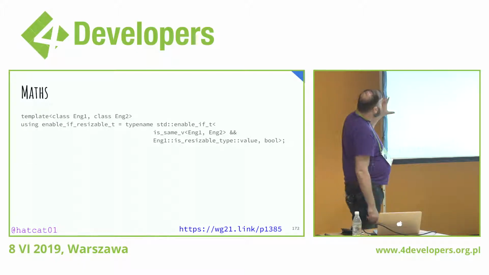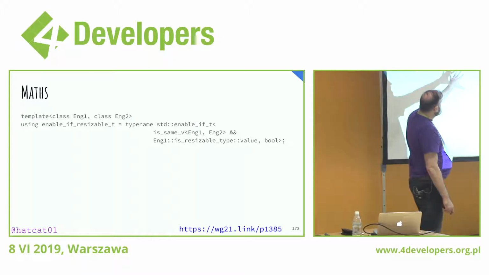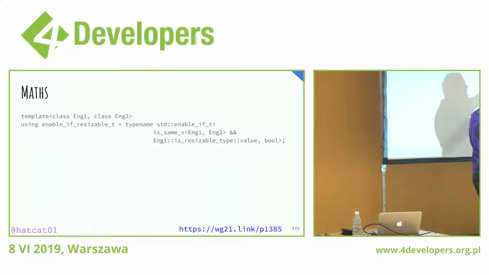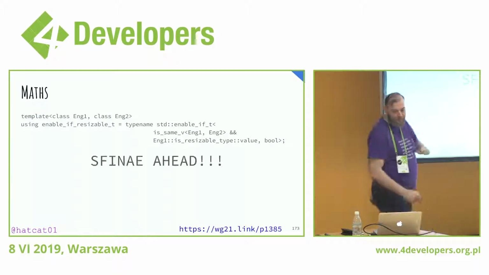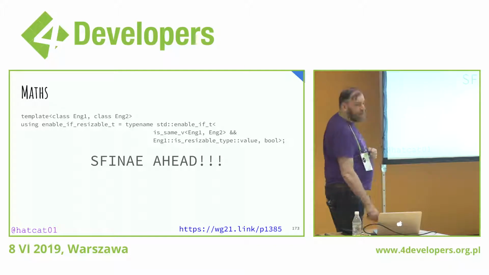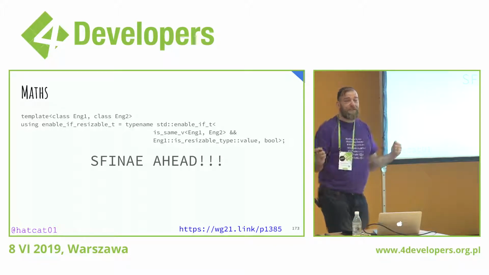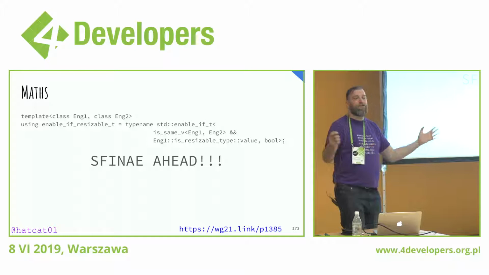Now we need to define a helper trait first, enable if resizable. So if they're the same, and is resizable type. You remember those traits that you saw? That's one of them. There's SFINAE ahead. Is everybody familiar with SFINAE? You've heard about it. Good, all right.